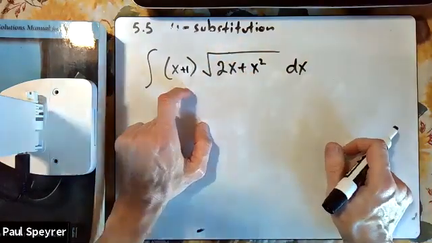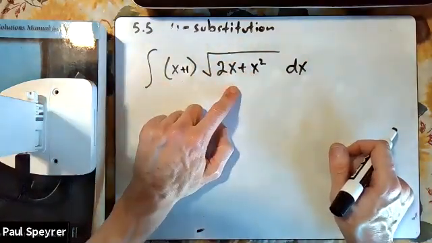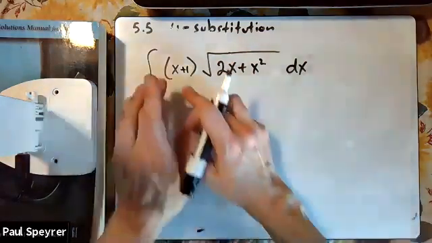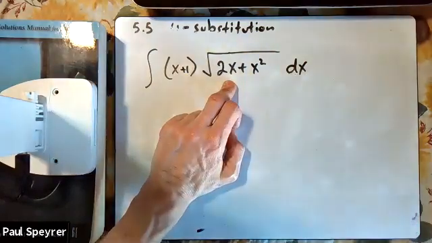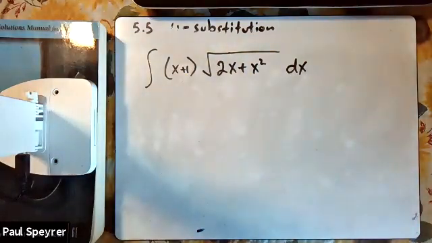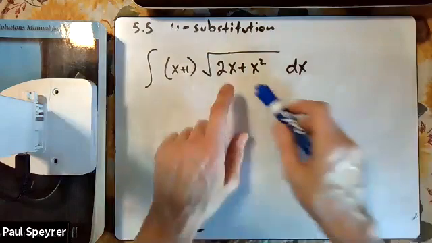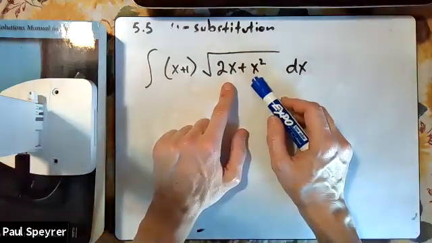So here we have the quantity x plus 1 times this root. Again, nasty looking problem. We can't just integrate this times this right here. So that's a really good indicator that probably it's going to be u substitution. And we can't pull this stuff out either, okay?